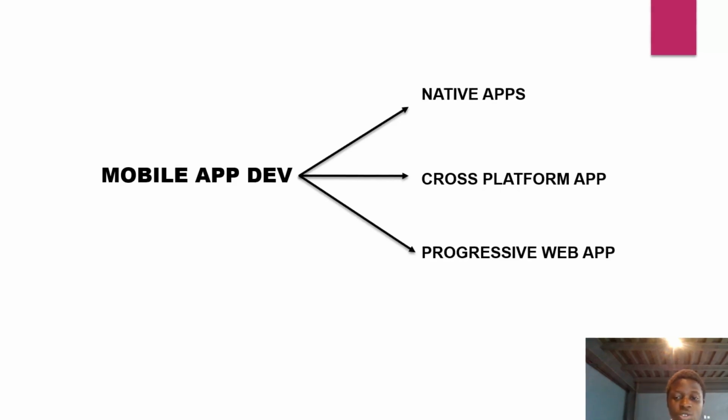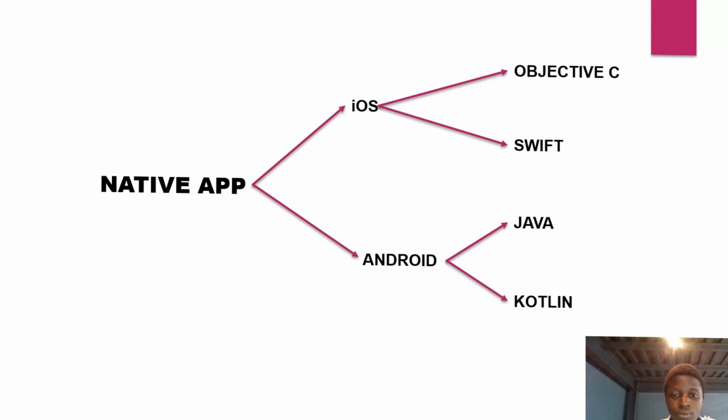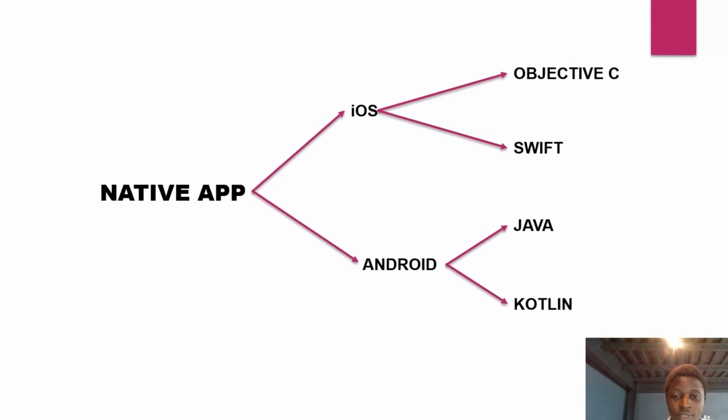So that's a cross-platform application. And PWA, you can check that through the website. It's just that there are some applications that are in the form of websites. That's a progressive web app. So now the native apps. What programming languages do we make use of in developing the native apps? The first one is iOS, and the second one is Android development.